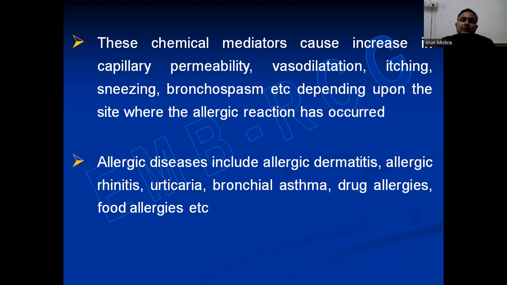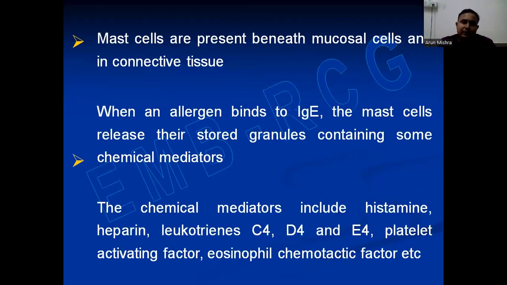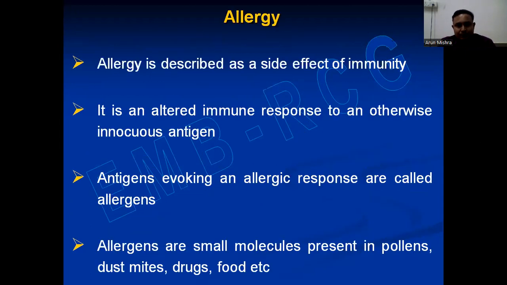The allergic diseases include allergic dermatitis, allergic rhinitis, urticaria, bronchial asthma, drug allergies, food allergies, etc. With this, we conclude our topic of immunochemistry, last being allergy, which is a side effect of immunity basically. And it occurs in persons having a high quantity or high measure of IgE.